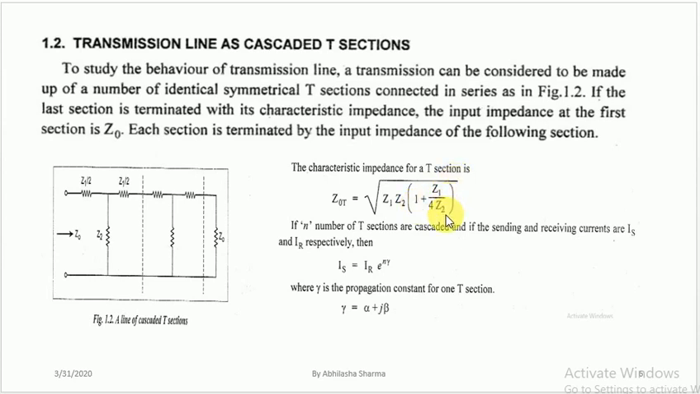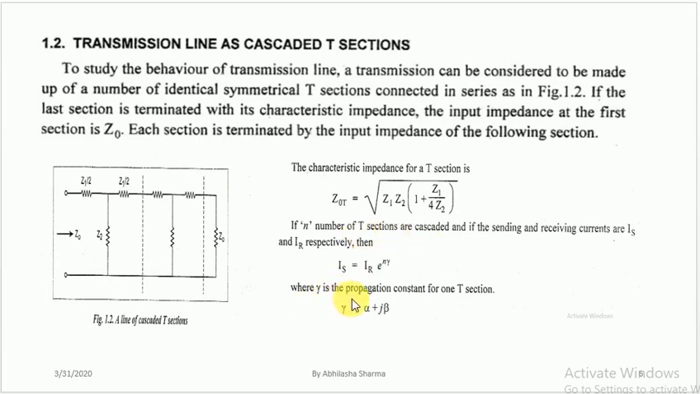Suppose these n sections are considered. Then what happens if n number of T sections are cascaded, and if the sending and receiving currents are Is and IR respectively? The Is is the source current, which is equivalent to IR multiplied by e to the power n multiplied with the propagation constant, where gamma is the propagation constant. So what is this n? N is the total number of sections that are connected in the form of a T circuit.